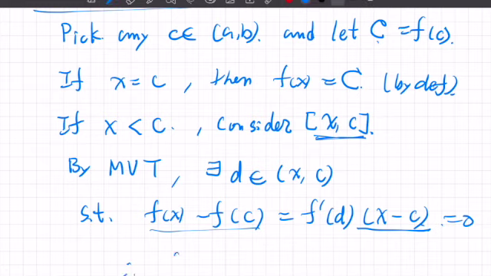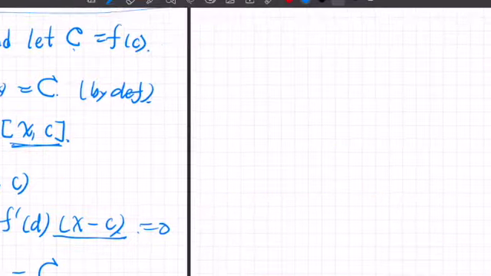Therefore, for any x, as long as it is less than c, it is equal to f of c, which is equal to that constant capital C. And the same is true and similar for the case where x is greater than c. We can use again the similar approach using the mean value theorem, and we can show that for any x, it is actually equal to f of c. And we're done. And the next corollary.